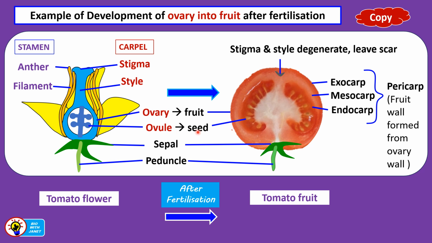Now, the ovules inside will develop and form the seed containing the embryo. And the sepal remains as it is, and also the peduncle, which is the flower stalk, will become the fruit stalk. Now, how about the style and stigma? They will degenerate, they will wither away, leaving a scar on the so-called bottom part of the tomato. Because when the fruit of the tomato grows bigger, it will sort of bend downwards. Then this part will be the bottom part.